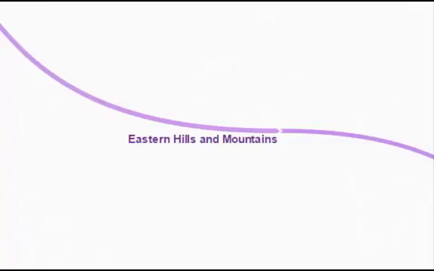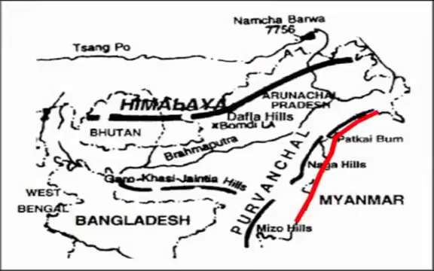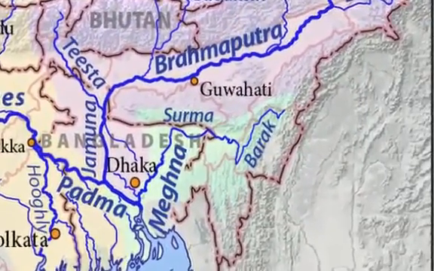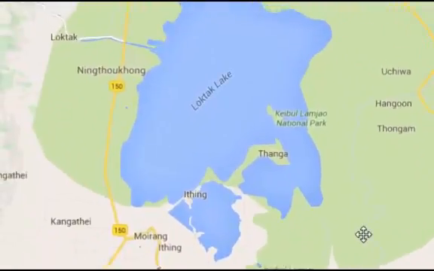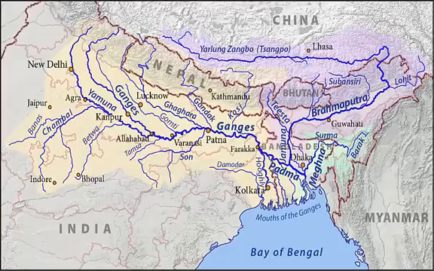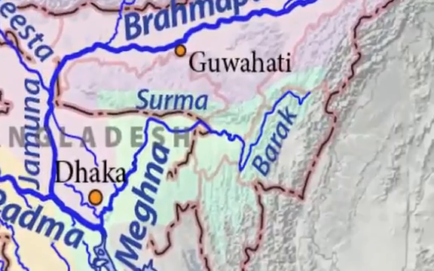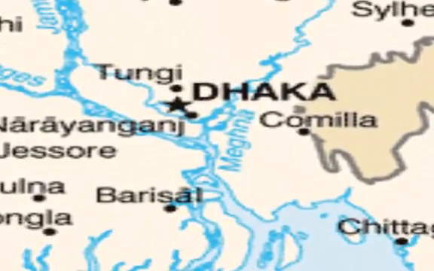Coming to the last part of the Himalayas, they are the eastern hills and mountains. They are known by different local names. In the north, they are known as Patkai Bum, Naga Hills, the Manipur Hills, and in the south as Mizo or Lushai Hills. The Barak is an important river in Manipur and Mizoram. Loktak Lake lies at the center, surrounded by mountains from all sides. It is also one of the important lakes. Most of the rivers in Nagaland form the tributary of the Brahmaputra, while two rivers of Mizoram and Manipur are the tributaries of the Barak River. Barak itself is a tributary of Meghna. The rivers in the eastern part of Manipur are the tributaries of Chindwin.